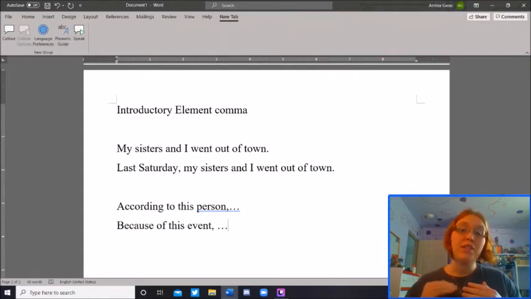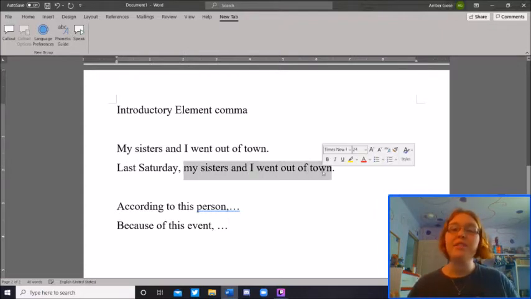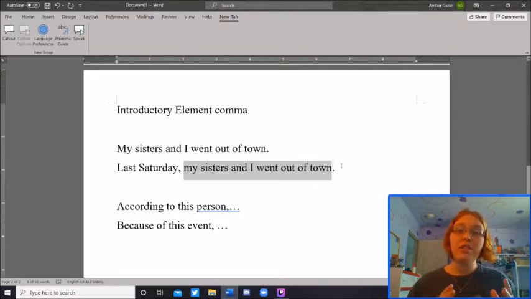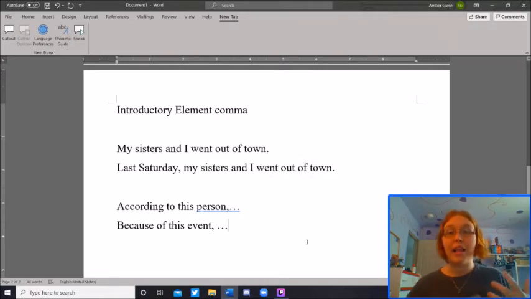The way to tell if you've used this one correctly, the way you can test it, is to see if everything after the comma makes sense. For example, last Saturday, my sisters and I went out of town. That's a full sentence. It has the subjects, which are my sisters and I, and it has the verb and all the extra little tidbits at the end, which is went out of town. It's what we did. So if you're seeing yourself putting a comma at the beginning of the sentence, just check the rest of the sentence to make sure it's actually a full sentence to go forward. If it's not a full sentence, if it doesn't have that subject and that verb combination, you may want to rewrite the sentence. So that's the introductory element comma.